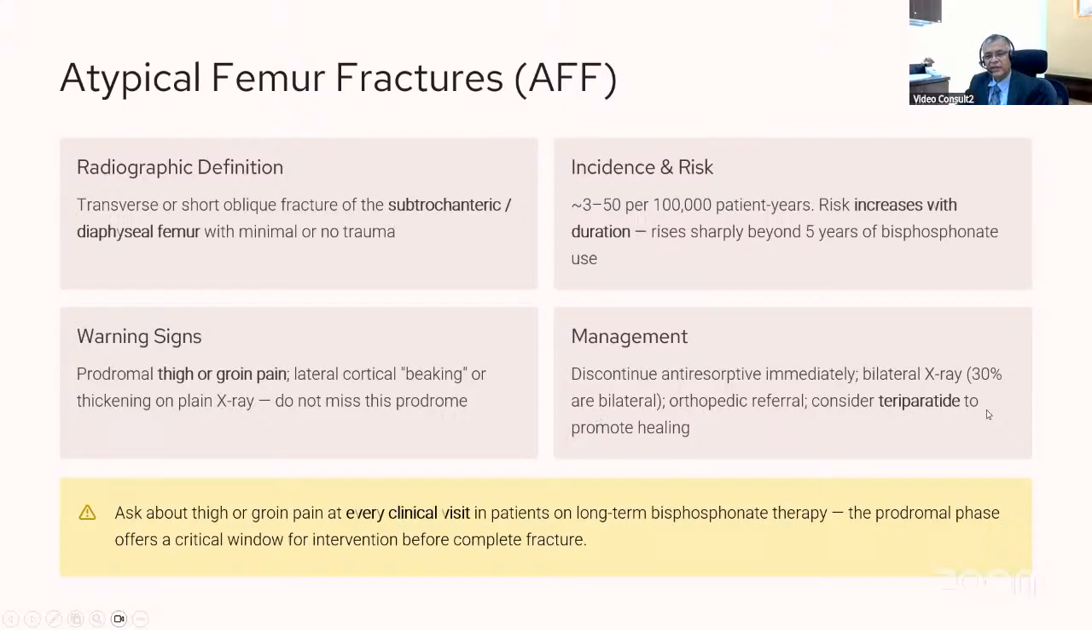Orthopedic referral, consider teriparatide as a healing therapy. So ask about thigh or groin pain at every clinical visit in patients on long-term bisphosphonate therapy. The prodromal period offers a critical window for intervention before complete fractures.